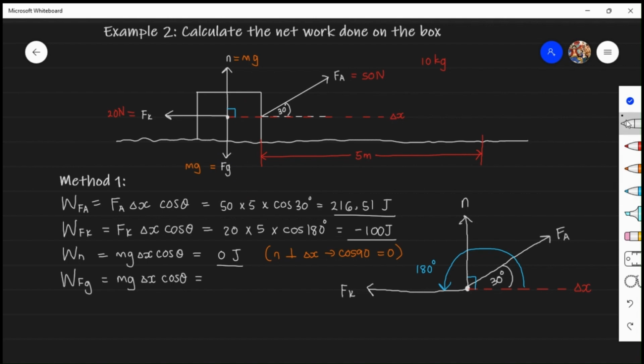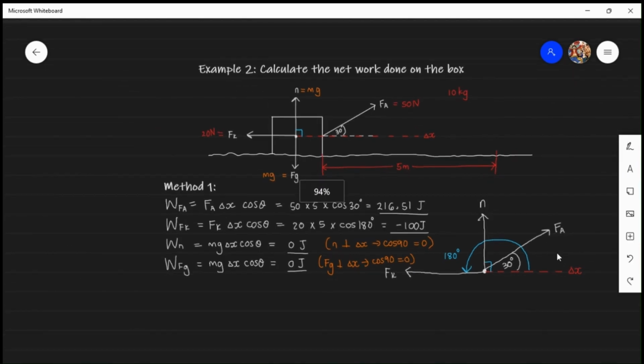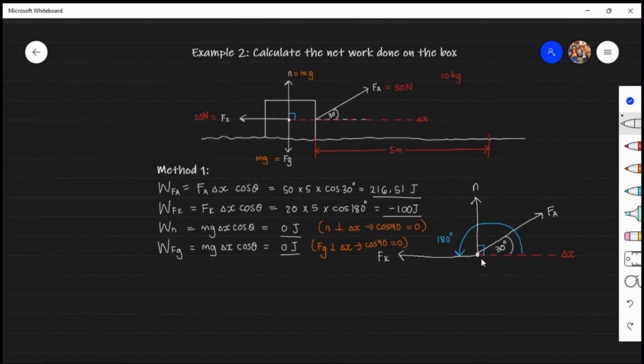So let's put that in. We then know that the work done by Fg is going to be 0 because Fg is perpendicular to displacement, which means that cos of 90 will be 0. And if we want to put Fg in our free body diagram, we can just have a line going straight down because Fg acts straight down. And that is our free body diagram.